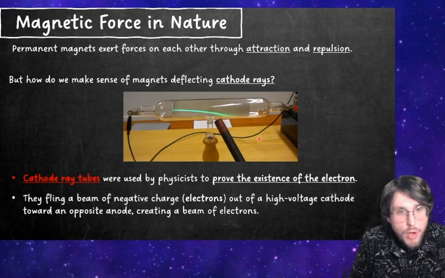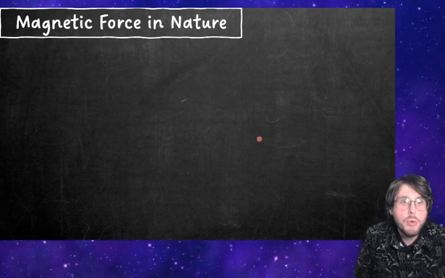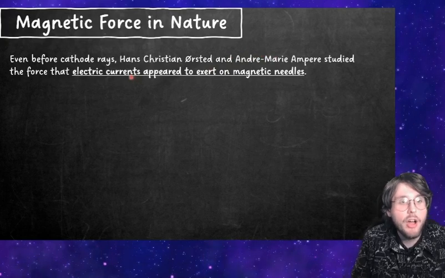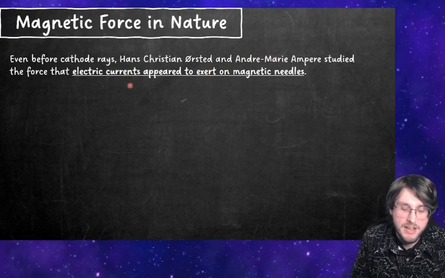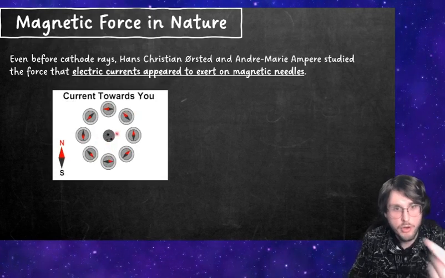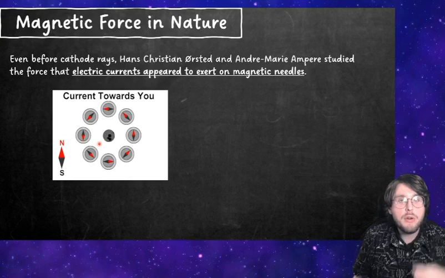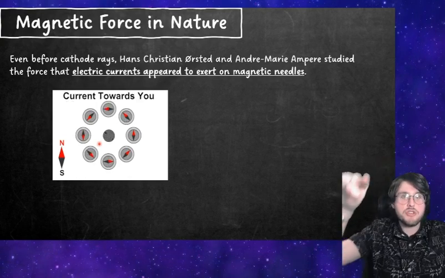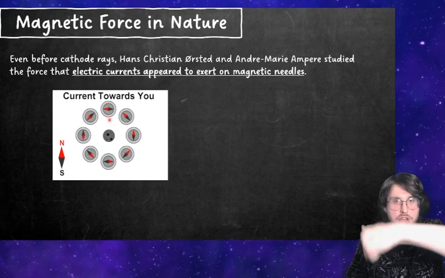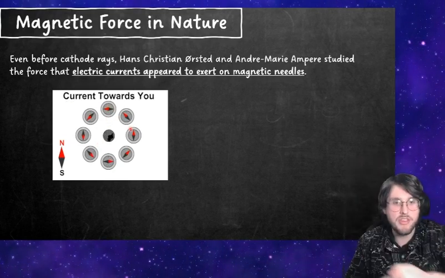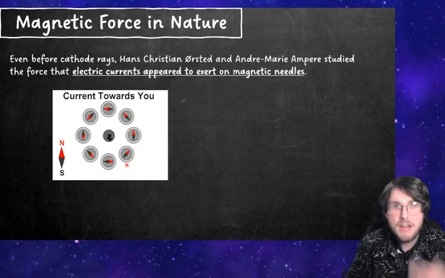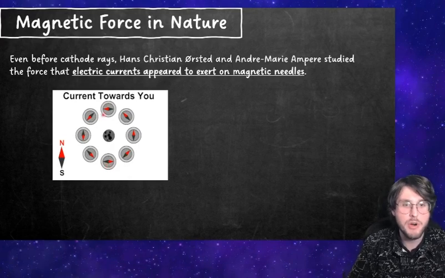So this observation is one thing, but even before that, there were also some observations made by Hans Christian Ørsted and André-Marie Ampère on the effect that electric currents had on magnetic needles. If you have a wire, and let's say the current is flowing towards you, so out of the screen here, they found that if you arranged compasses around that wire, it would exert a circular force on each of the compasses surrounding the wire. So depending on where the compass was, the magnetic field would exert a different direction of force in a circular pattern.